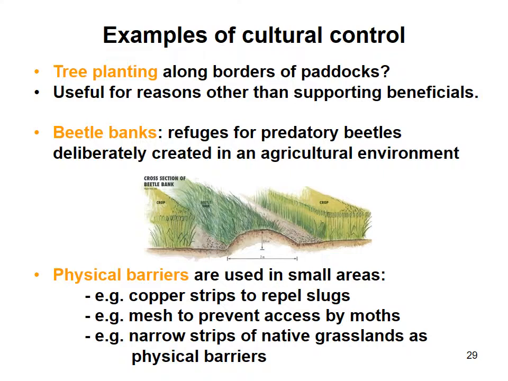Physical barriers can be used in small areas. So, for example, copper strips to repel slugs, mesh to prevent access by moths, and it's possible to use narrow strips of native grassland as a physical barrier because grasslands often have far lower pest numbers than the adjacent pasture or crop.